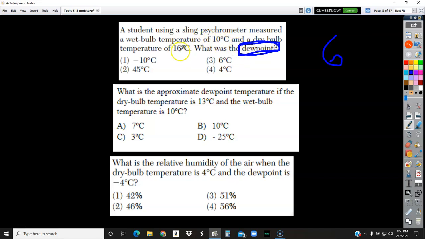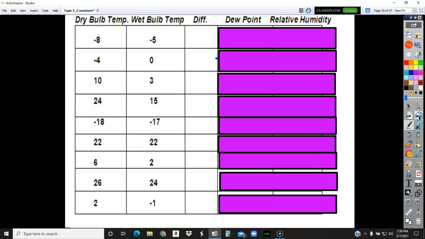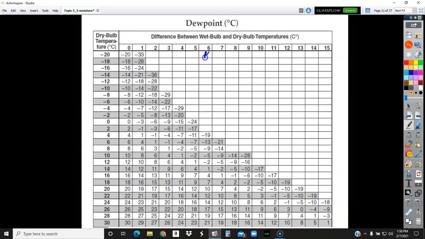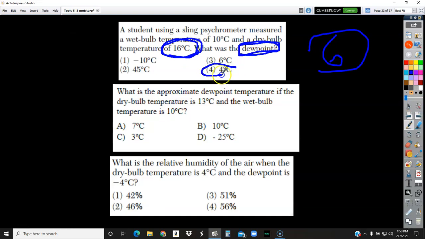So difference is 6, and then again, you need to know two things, the difference and the dry bulb. So you're going to use the dry bulb a couple times. One to find the difference between them, and then also to go for the row across. So I had 16 dry bulb, 6 is the difference. So let me go to my chart. Oops, that's the wrong way. I'm on the dew point chart now. 6 was my difference. I'm going to come down the 6 column. And 16, right, was the dry bulb. I come across 16, and I get 4, plus 4. 4 is my dew point. So I'm going to go back to my choices, and there it is.